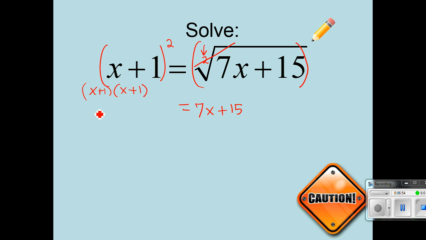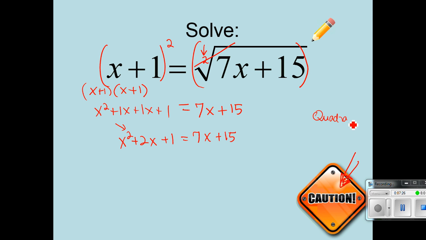So x times x is x squared. X times 1 is 1x. 1 times x is 1x. And 1 times 1 is 1. Now if I'm going to combine like terms, I have x squared plus 2x plus 1 equals 7x plus 15. Well, we need to be cautious here. We have a problem. We don't have an x to the power of 1, we have an x to the power of 2. And that's a quadratic equation.